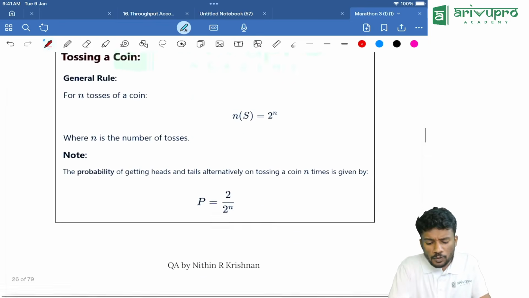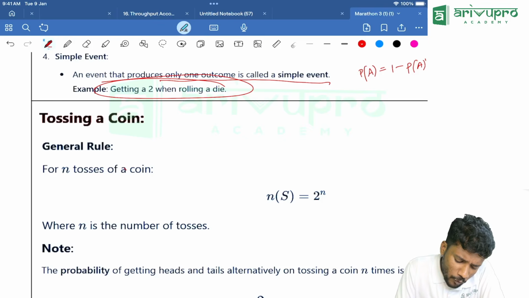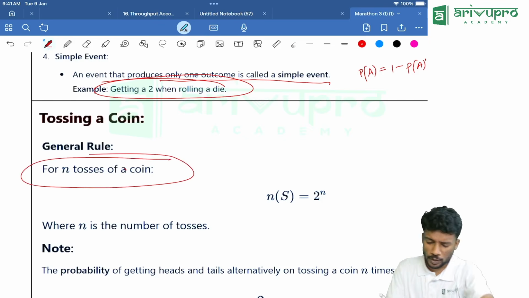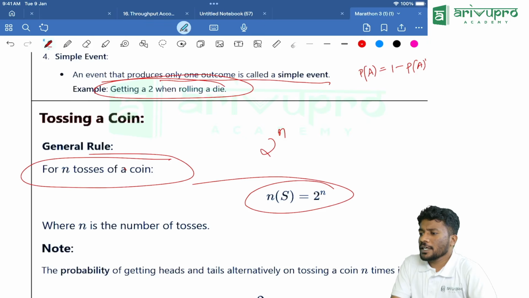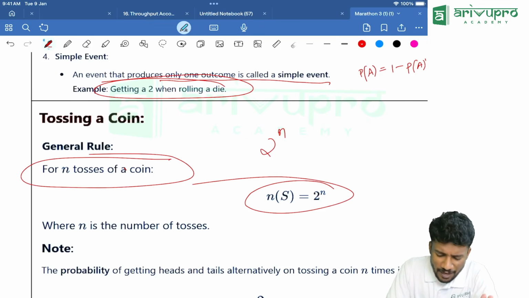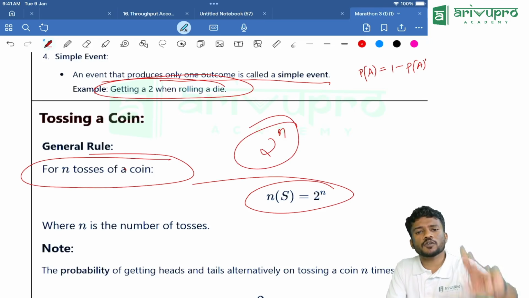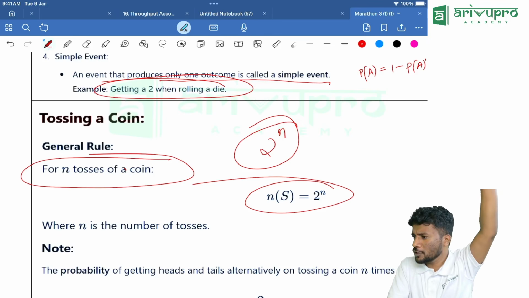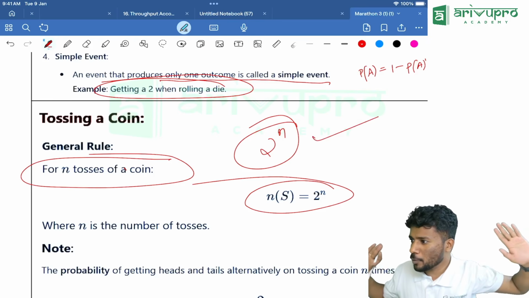Now, general rule for tossing a coin. That means we are talking about n tosses of a coin. If a coin is tossed n times, what is the case now? 2 raised to n. If you remember, we have a similar formula, 2 raised to n, for something else in chapter number 5. Do you remember? What was it, people? If someone types, I'll be more than happy.